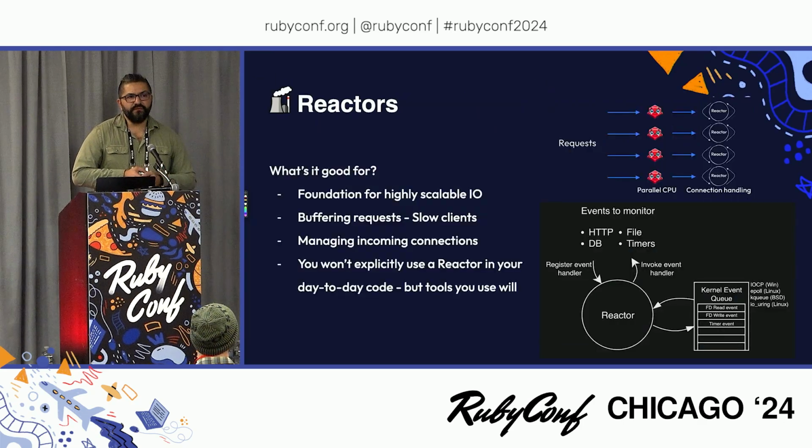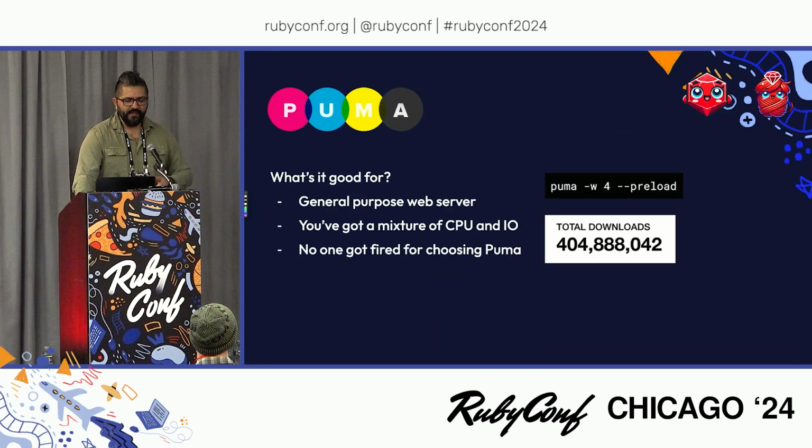So what are reactors good for? They're good for the foundation for highly scalable I/O. They're good for buffering requests and for slow clients. So in Puma, it utilizes it so if a client is really slowly downloading or uploading content, your threads don't get occupied. The reactor can handle thousands of these at a time. And for managing incoming connections. It's not the type of thing you may use day to day in your own code, but tools you use will use that. And then what is Puma good for? It's a general purpose web server. You've got a mixture of CPU and I/O. No one got fired for choosing Puma. It's got 404 million downloads. You're probably using it right now.